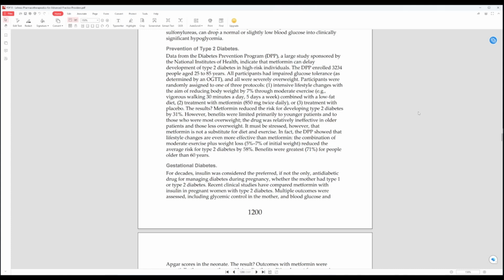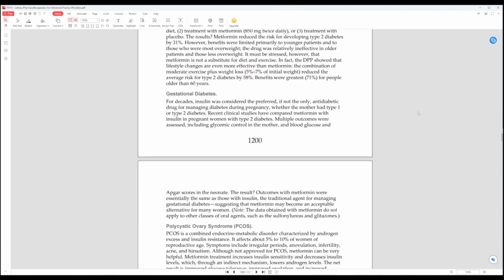In fact, the DPP showed that lifestyle changes are even more effective than metformin. The combination of moderate exercise plus weight loss reduced the average risk for type 2 diabetes by 58%. Benefits were greatest, 71%, for people older than 60 years.